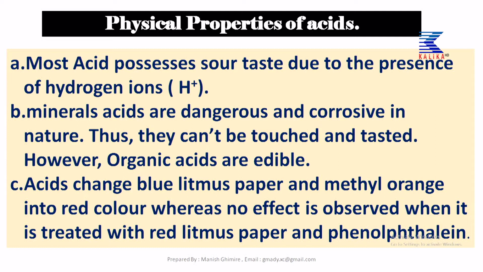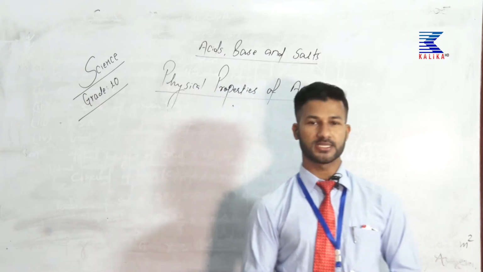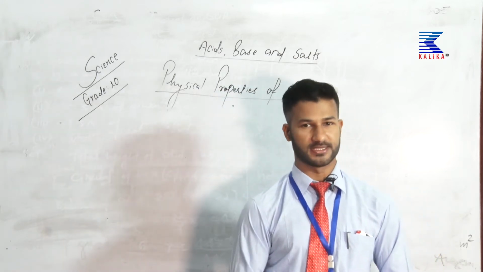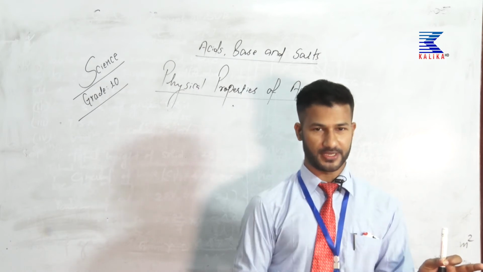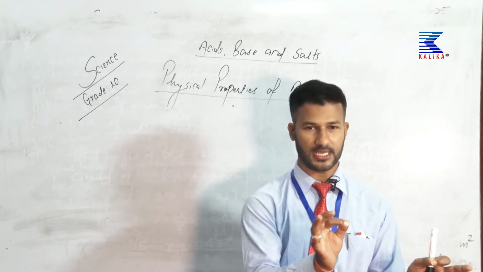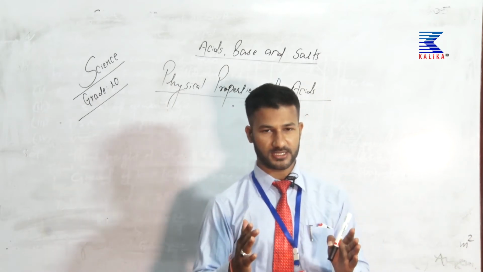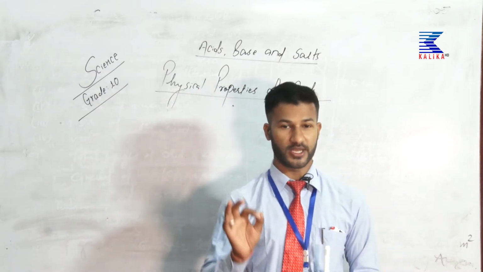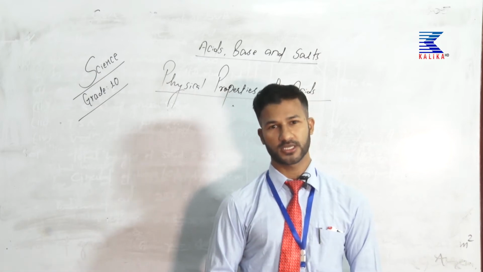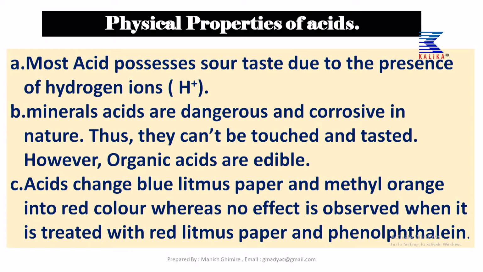Blue litmus paper and methyl orange are both ordinary indicators that are very common in use in a chemical lab. But acid does not show any change with phenolphthalein. Means phenolphthalein is naturally colorless. When some few drops of acid and phenolphthalein are mixed together, no change is observed. That is why we say acid brings a change in color in blue litmus paper and methyl orange, whereas no effect is observed when it is treated with phenolphthalein and of course red litmus paper. You can include this as a third point under the physical properties of acid.